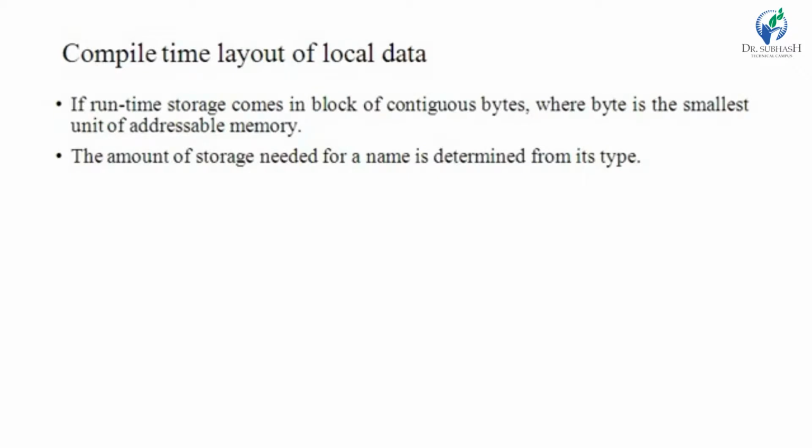If your runtime storage comes in a block of contiguous bytes, where a byte is the smallest unit of addressable memory, the amount of storage needed for a name is determined from its type. So storage for an aggregate such as an array or record must be large enough to hold all its components. The field of local data is laid out as the declarations in a procedure are examined at compile time.